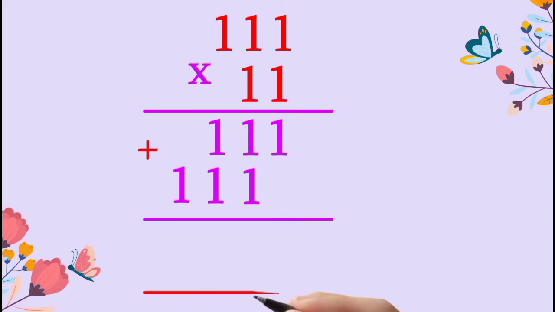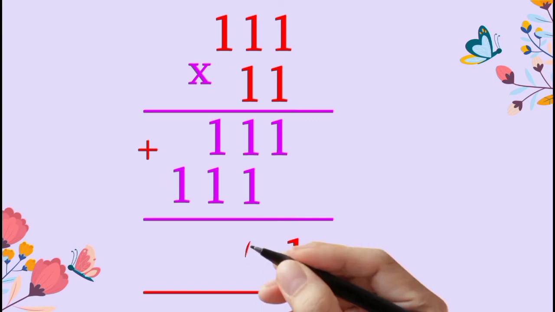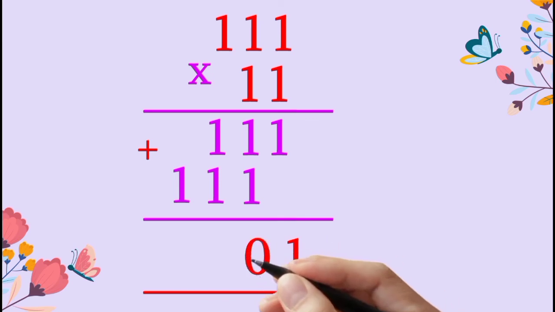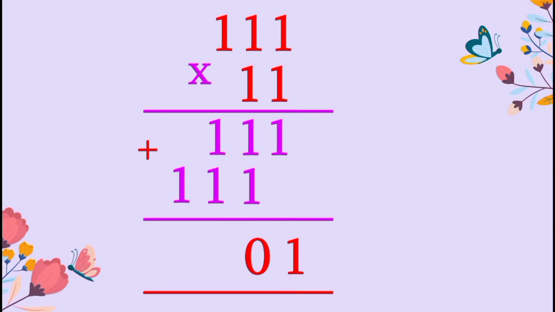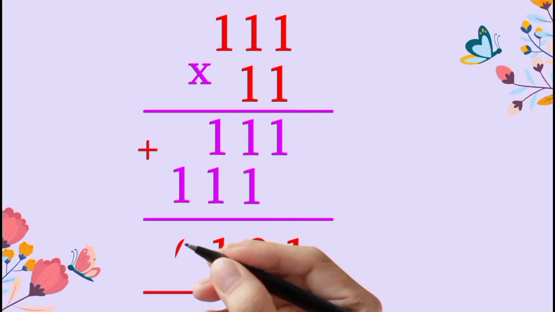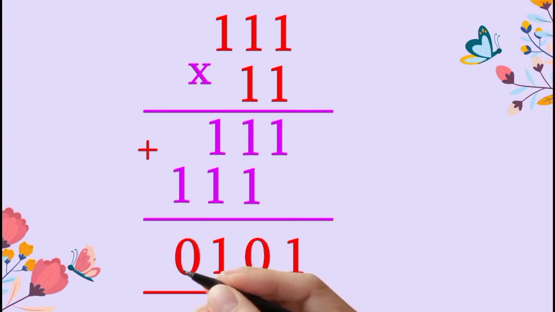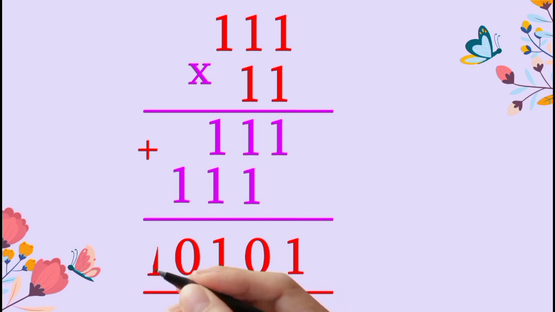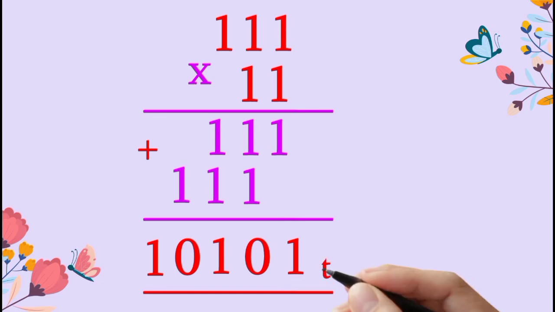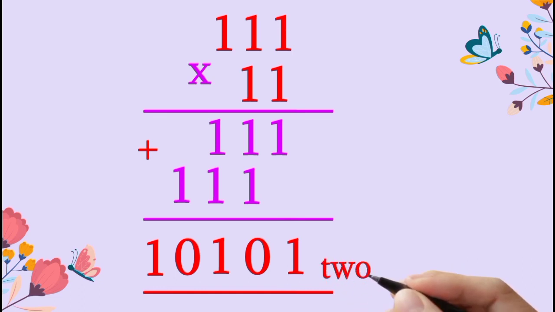So we start from the very last digit. So 1 plus 0 is 1, 1 plus 1 is 10. So we put down 0, carry 1. So 1 plus 1 is 10 plus the 1 we carried is 11. So we put down 1, carry 1. So 1 plus 1 is 10. So put down 0 and put the remaining 1 in front. So as you can see, our final answer is 10101 base 2.